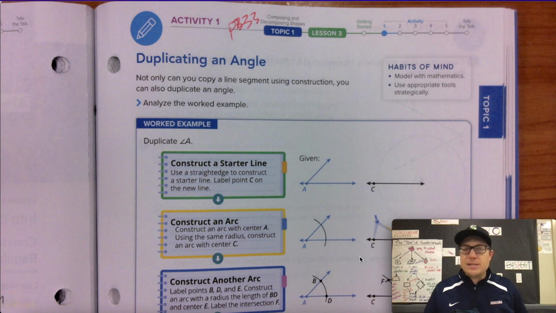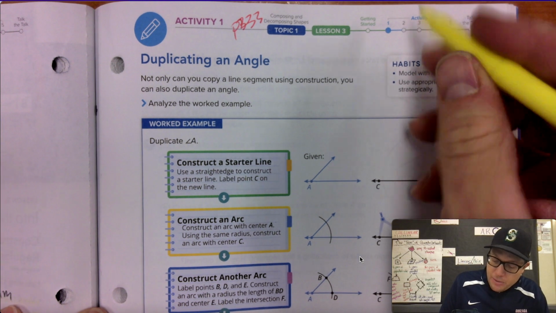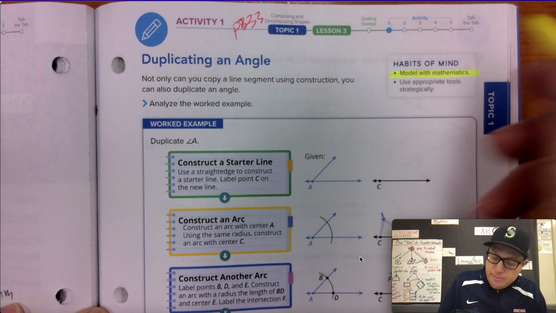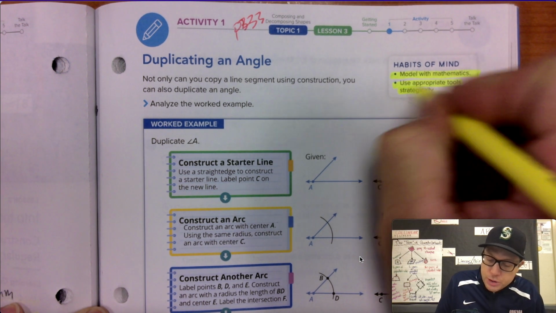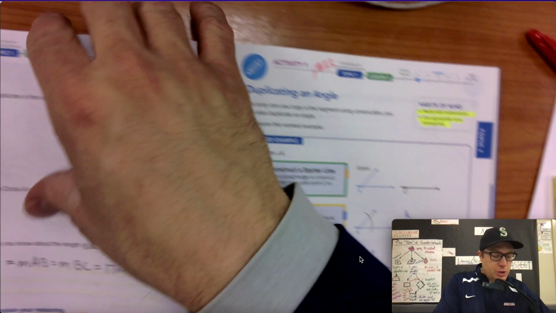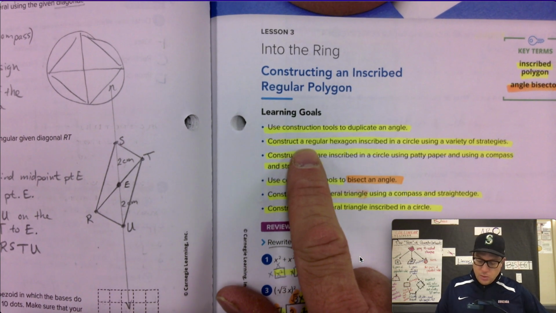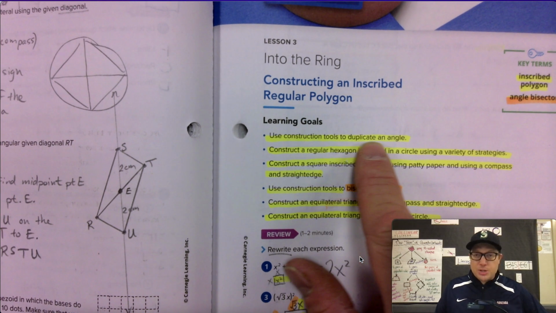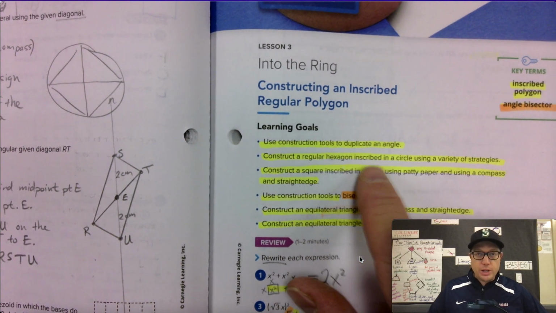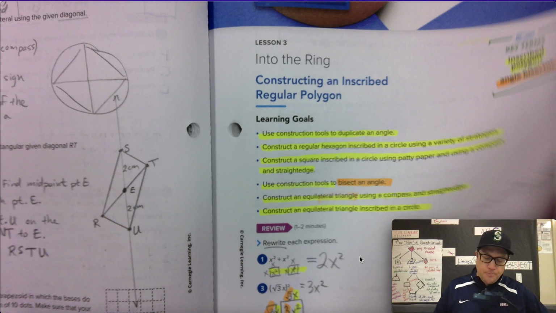So in this lesson, it's relating to what we need to do in mathematics by modeling with mathematics and using appropriate tools in a strategic manner. It's connected directly to the learning goal: use construction tools to duplicate an angle. That's what we're gonna do. So if you think about where this lesson fits in, it's right there.